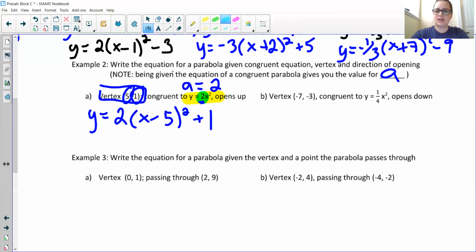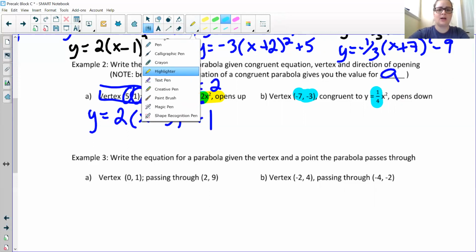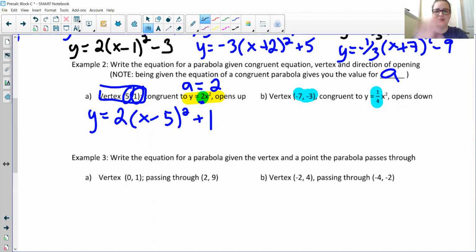Okay. So for the next one, it also gives us a vertex and it gives us a congruent formula. And again, for the congruent formula, we only care about the a value. The rest of it doesn't help us at all. So then we're going to write our equation, y equals a. So we get the a value from the a value of the congruent parabola. So it's 1/4. It's going to be x minus -7, so it's x plus 7 squared. And it's going to be plus q. So plus -3 becomes -3.